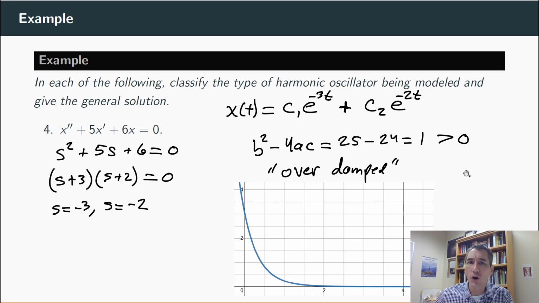All right, so hopefully that gave you a sense of the kind of homogeneous problems that you get when you model simple harmonic motion or spring mass damper problems. In the next video, we're going to look at non-homogeneous problems where we add in that forcing term.